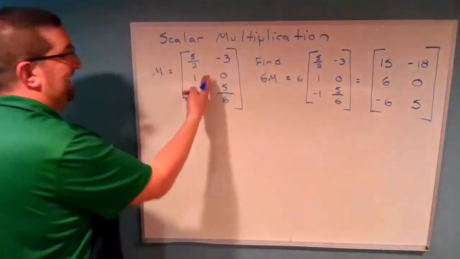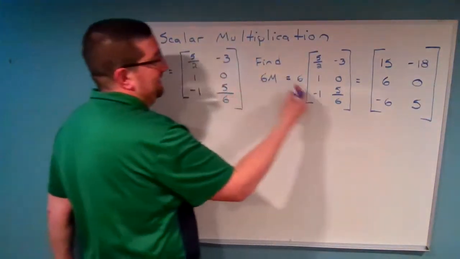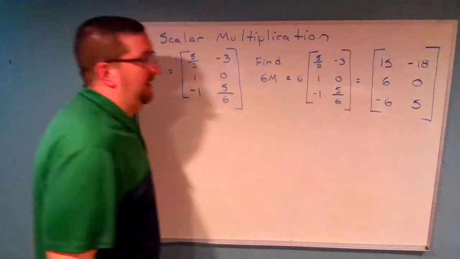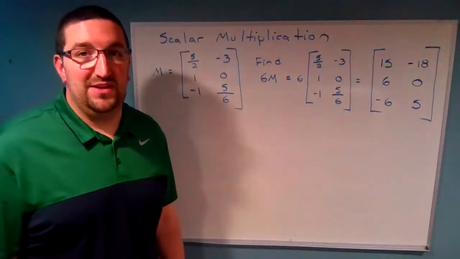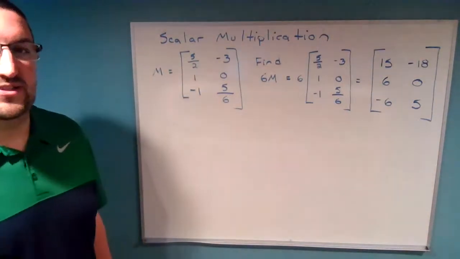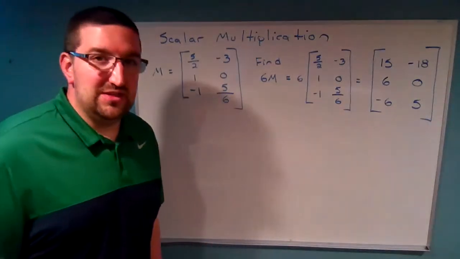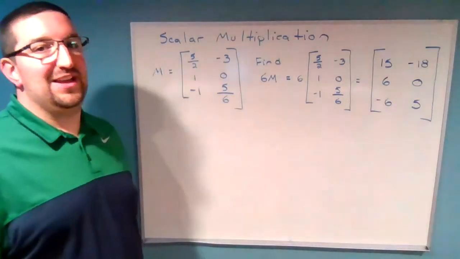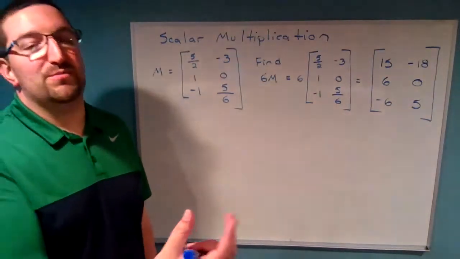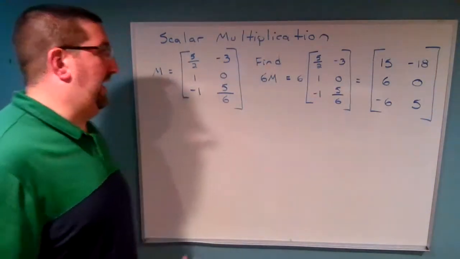So matrix M being multiplied by 6, everything in it gets multiplied by 6, and that's scalar multiplication. There is no such thing as scalar division, but what you can do is multiply by a number less than 1, which makes things smaller.